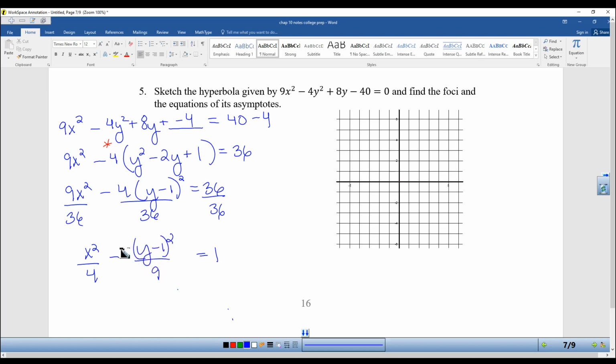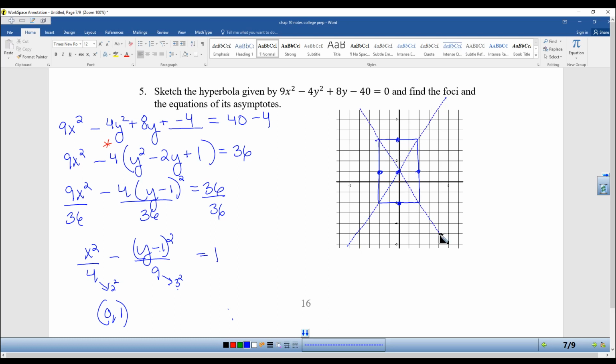4 over 36 reduces to 1/9. And that means that my center is at 0, 1. And I'm going to move 2 in the x direction, and I'm going to move 3 in the y direction. So 0, 1, 3 in the y direction, 2 in the x direction. If this were an ellipse, I would be drawing an ellipse. But since it's a hyperbola, I'm drawing a rectangle. And then I'm going to draw my asymptotes right through the center and the corners.